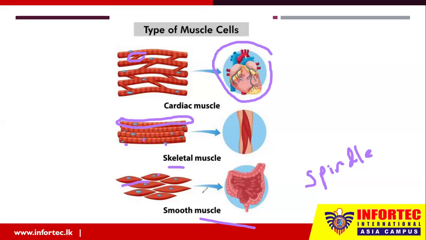Okay, so where can we find the smooth muscles? As I already mentioned in the beginning, we can see them in the walls of our blood vessels, intestine, uterus, and bladder.